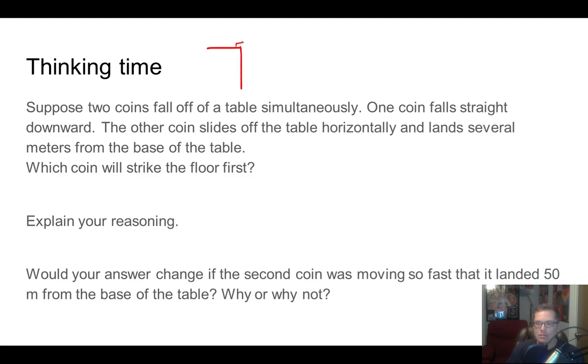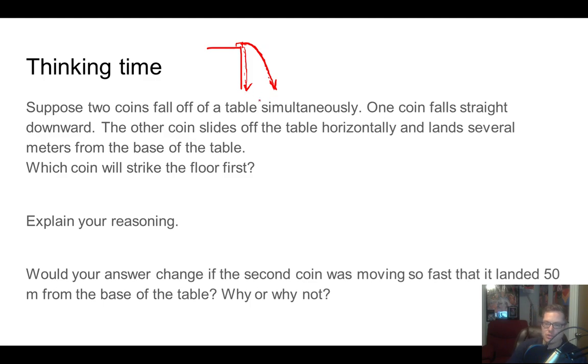So there's one coin, and it just fell straight down. And the other coin was slid off the table, so it came out with some horizontal velocity, straight out. Its path would have done something like this, because gravity is pulling it down, but it's also moving to the right.